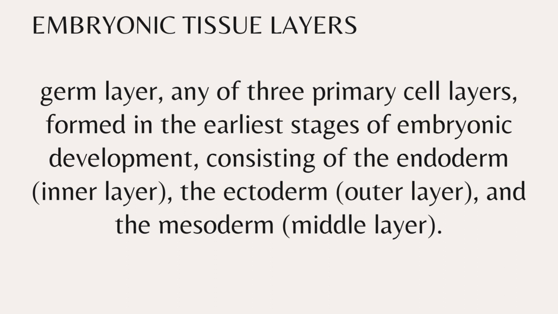The evolution of the 3-layered embryo allowed an increase in complexity. Most modern animal groups have organs derived from the mesoderm. Simple animals such as your sponges do not form tissues and organs. They remain at the cellular level of organization.